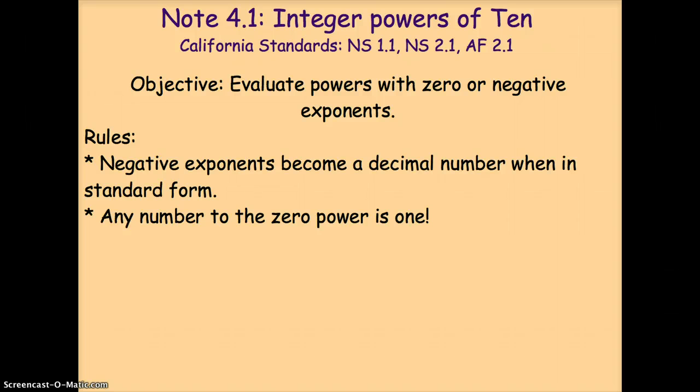And our second rule is any number to the zero power is 1. And that one's kind of tricky because most people assume it's going to be 0. So make sure you write that down, highlight it, circle it, star it, whatever it is you need to do to make sure you remember it. Okay, let's try out some problems.